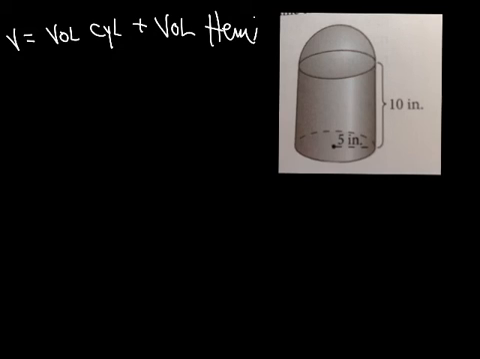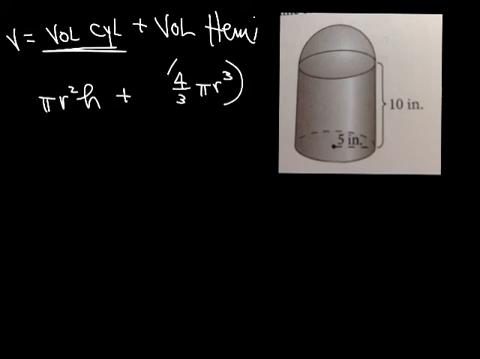Okay. So volume of a cylinder is pi r squared h. This is from your book. That's a formula that they give us. And then we're going to add the volume of the hemisphere. So the volume of a sphere we already found is 4/3 pi r cubed. But we're not interested in a sphere. We're interested in half of one. So we're going to take half of it when we're done.